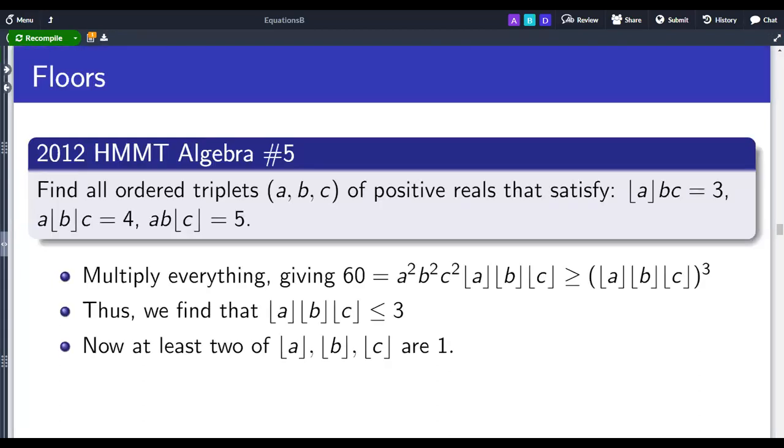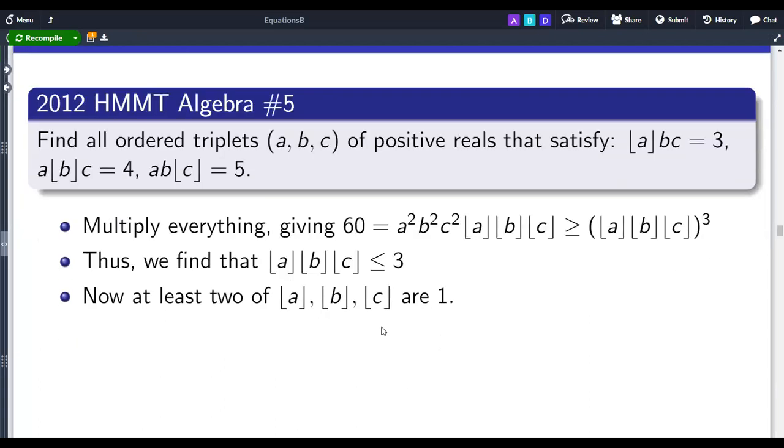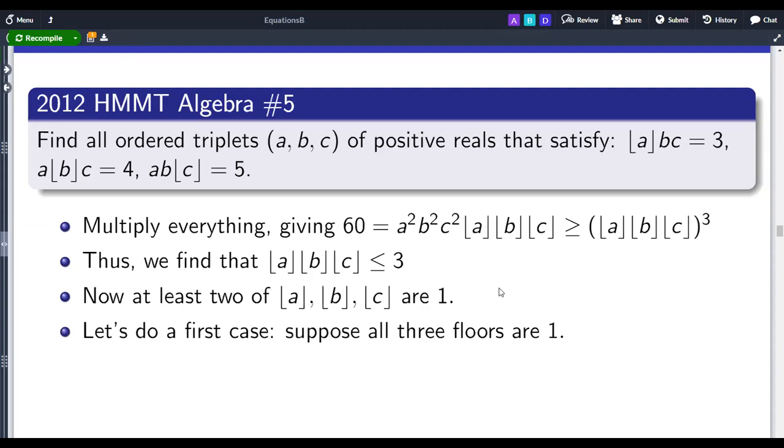And then this is even more restrictive. From here, we can do some casework on which ones are 1. We'll first start with the case where all of them are 1. If the floors of all of them are 1, then what does this tell us? Yeah, we get that equation.